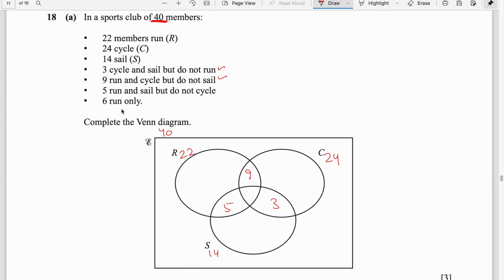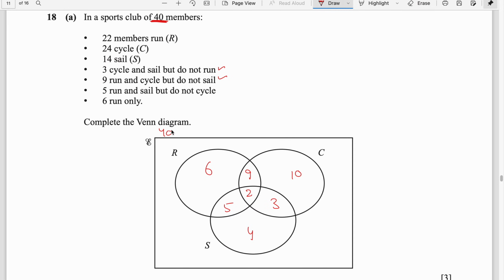Now we have 6 which only run. So we had a total of 22. 9 plus 6 is 15, 15 plus 5 is 20, so the remaining 2 must lie right there. Then we have 24: 9, 10, 11, and 3 is 14. 24 minus 14 is 10, done with the cycling one. And for the 14, we have 5 plus 2, 7 plus 3, 10. 14 minus 10 is 4.